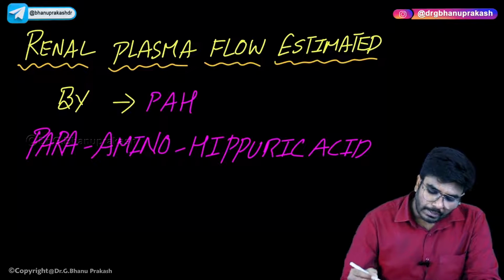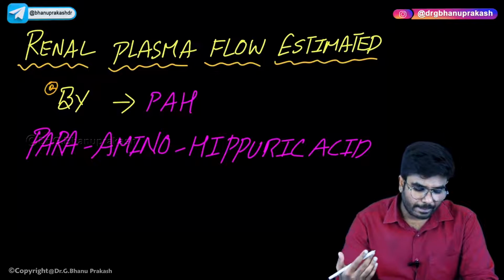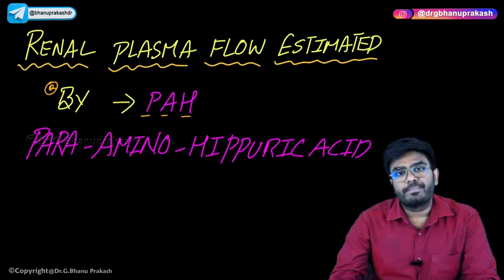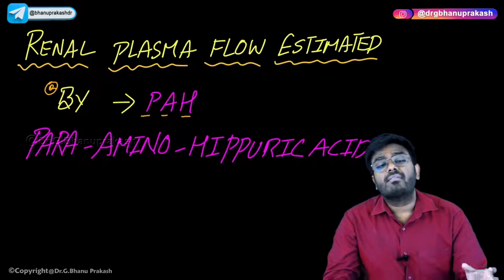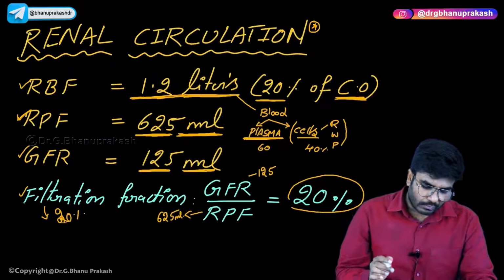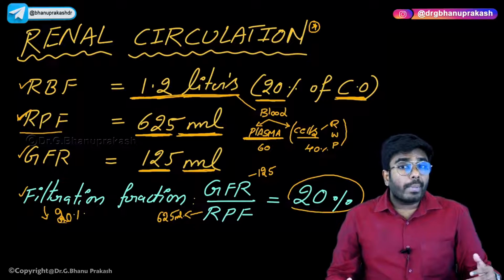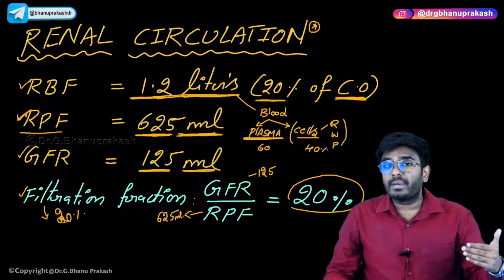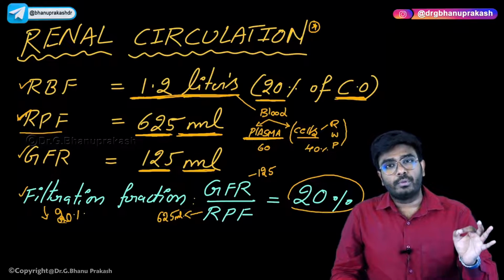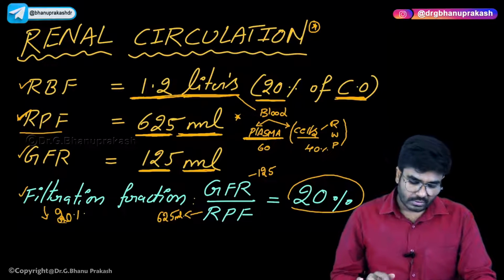Now, renal plasma flow is estimated by, guys, this is a single-liner kind of question which was previously asked. Just for now, remember, it is para-aminohippuric acid. Para-aminohippuric acid is the one we use to know the renal plasma flow. Theoretically, we know the renal plasma flow is 625 ml. There is no doubt. But in studies, if you want to do an experiment, by injecting para-aminohippuric acid into the person, we will estimate the renal plasma flow. So, you need to keep this in mind.